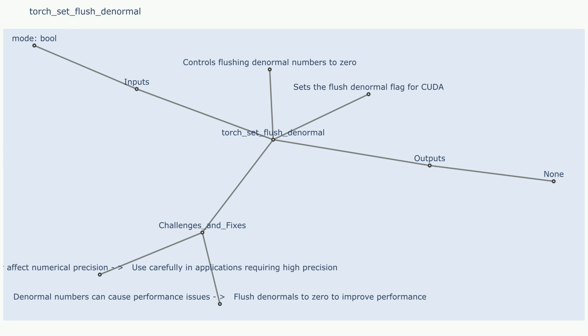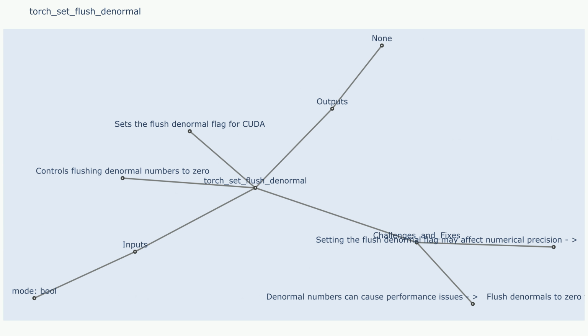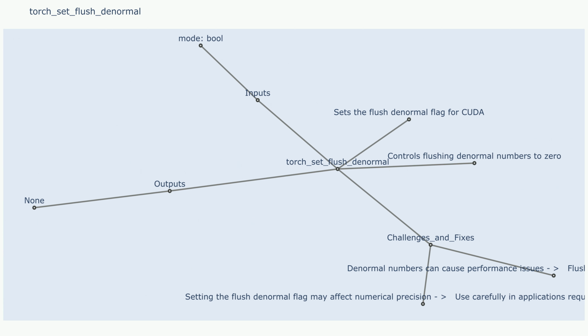This behavior can affect the accuracy of calculations and potentially speed up computations, but it might introduce subtle changes in results. Inputs: mode, a Boolean value. True enables flushing denormals to 0, while false disables it. The default value is false.